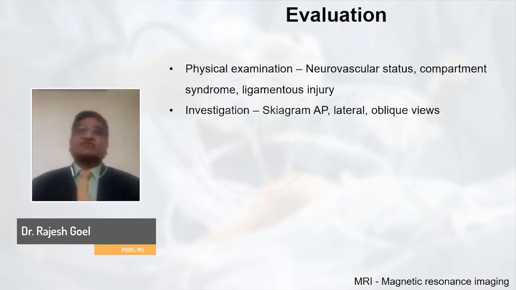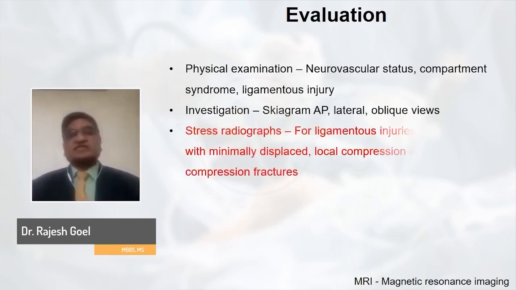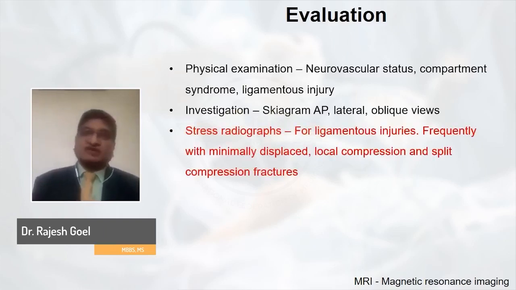What investigations should we go for? The AP X-ray is very important, the lateral X-ray is important, and the oblique view. These three views are mandatory for any tibial condyle fracture. Then stress radiographs are sometimes required, if the patient allows. If the pain is not severe, you can go for stress X-rays to know about the ligamentous injury. But in a minimally displaced fracture with local compression, this does not hold good.